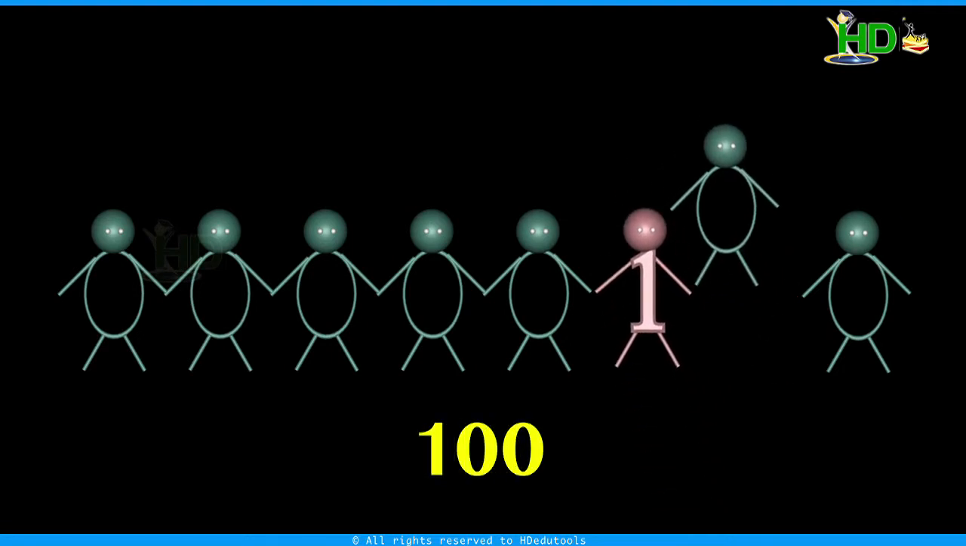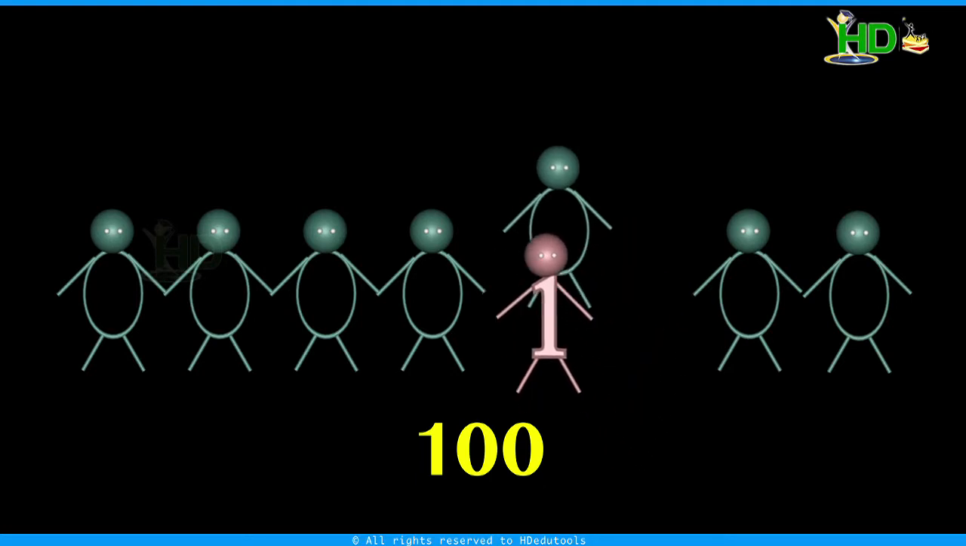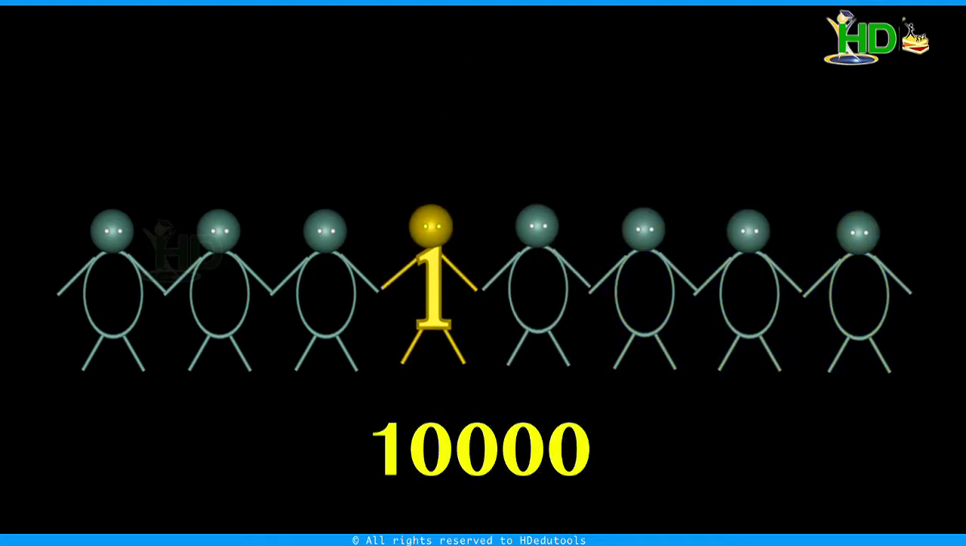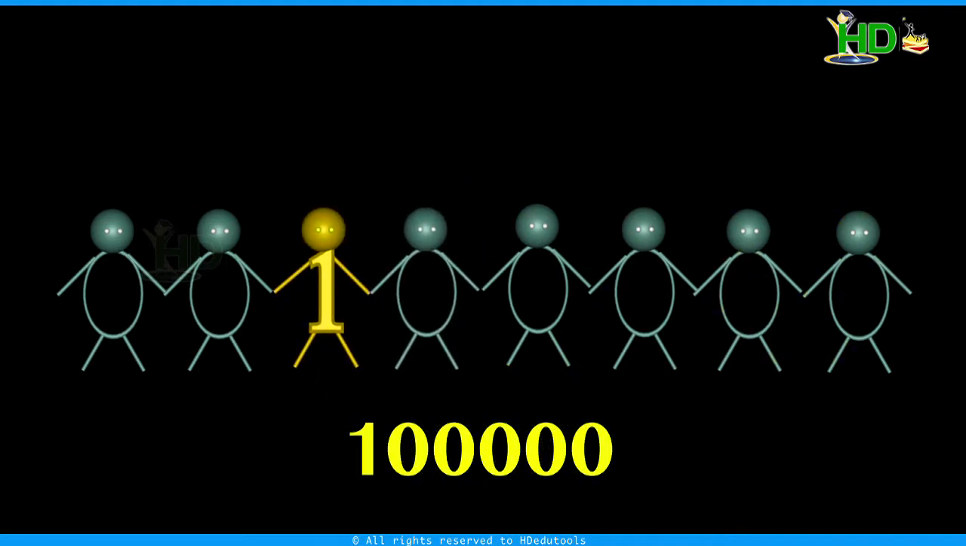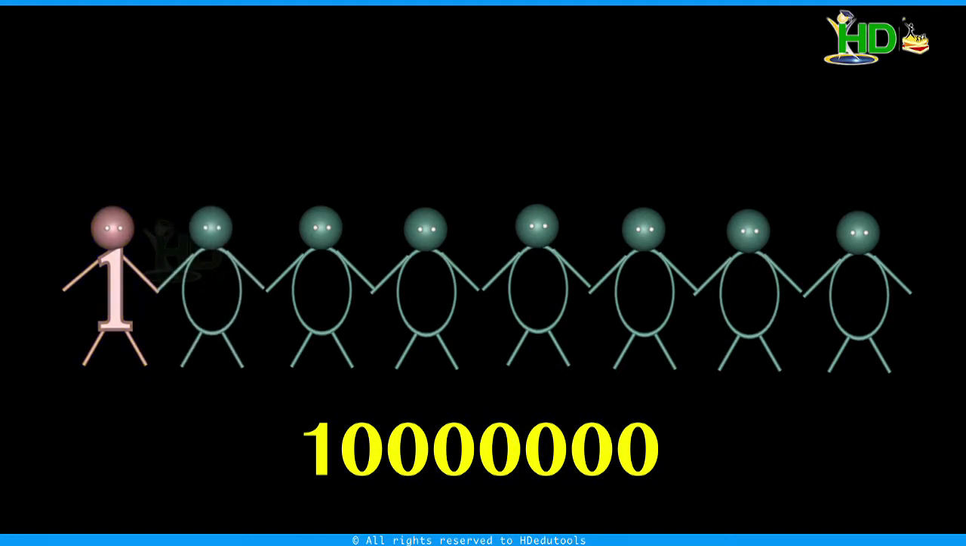Now if we see here, 1 is in hundreds place. Its value is 100. Now if we see here, 1 is in thousands place. So its value is 1000. Here 1 is in 10,000s place. So its value is 10,000. Here 1 is in lakhs place. So its value is 1 lakh. Here 1 is in 10 lakhs place. So its value is 10 lakhs. Here 1 is in crores place. So its value is 1 crore. Now like this we can write any number.